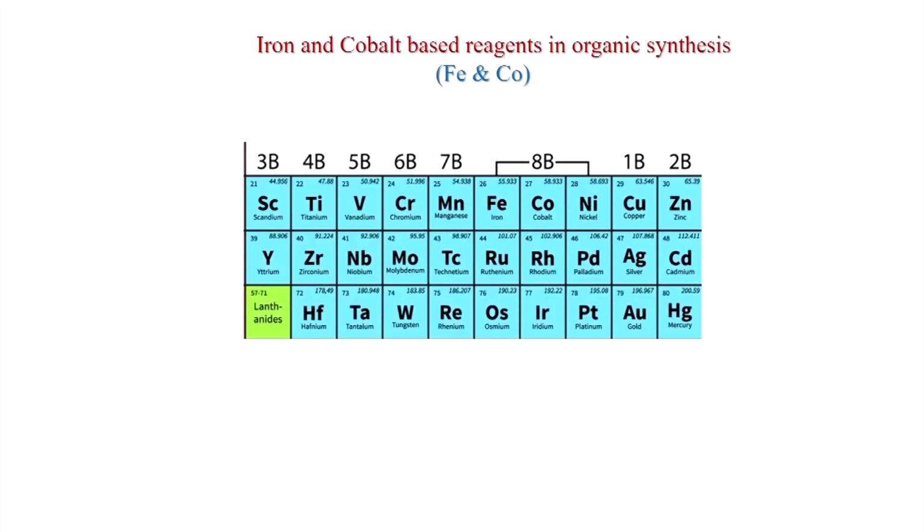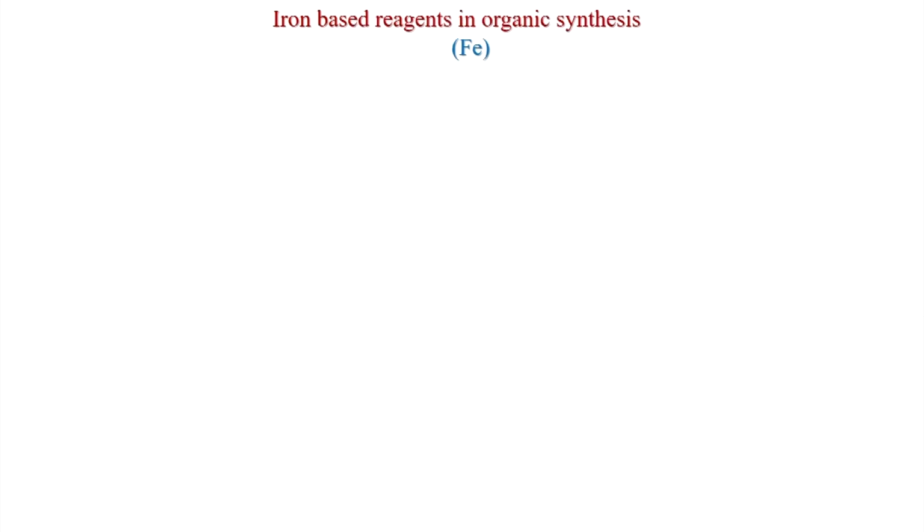Welcome. Today we will discuss iron and cobalt based reagents. So, you can see in the periodic table iron and cobalt, they are neighboring elements and they are in the same row, and iron is a d6 system and cobalt is a d7 system. So, first we will discuss iron based reagents in organic synthesis.